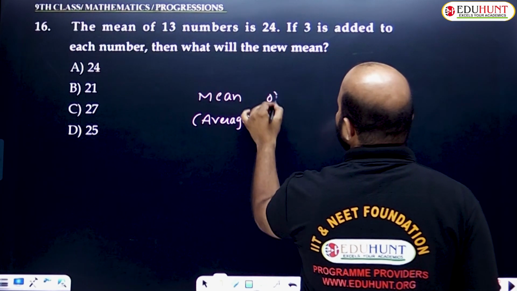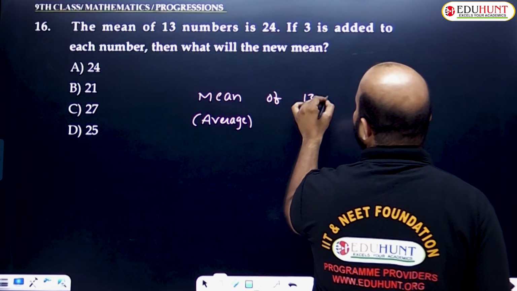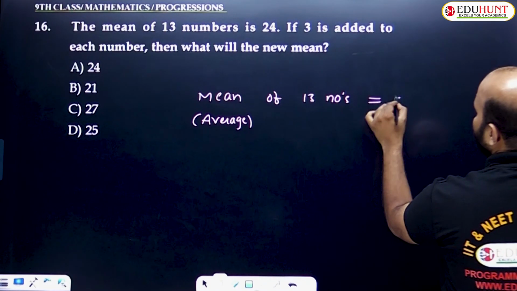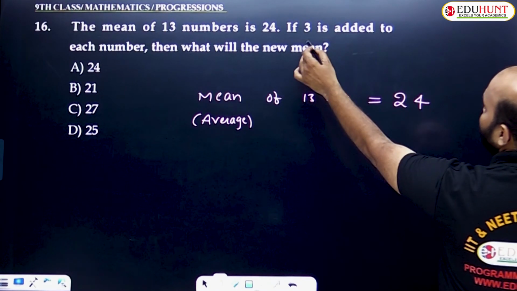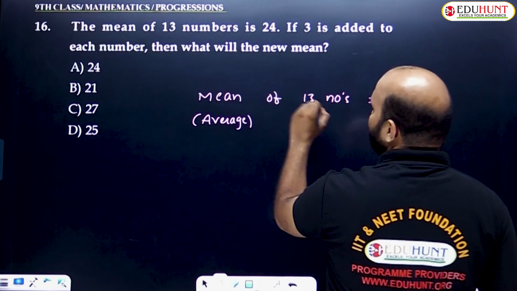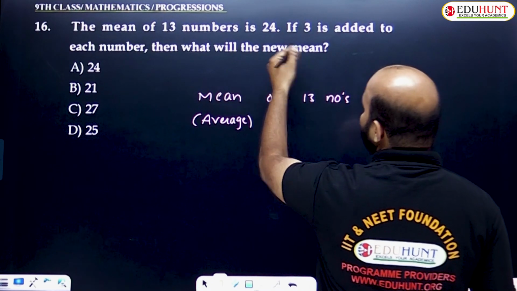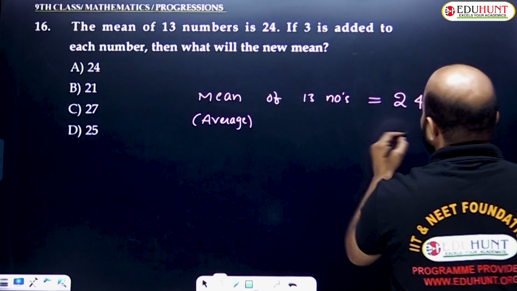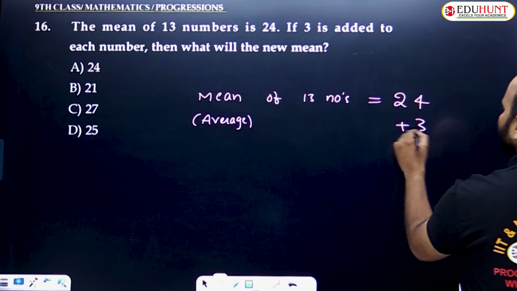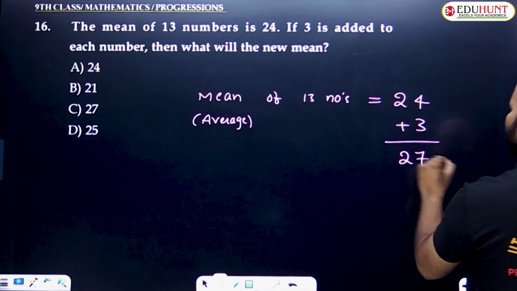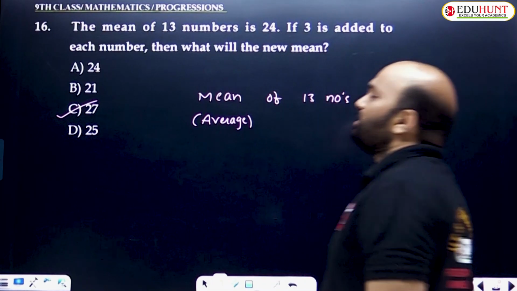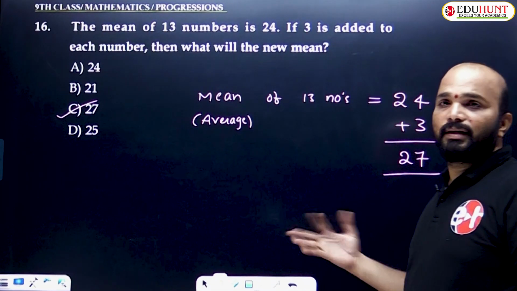The mean of 13 numbers is given as 24. Next, if 3 is added to each number, then what is the new mean? If each number is increased by 3, the new mean is also increased by 3. Directly you can say the answer is 27. Option C is the right answer. Each number increases by 3, and the mean also increases by 3.